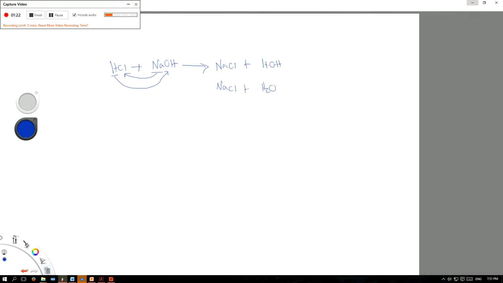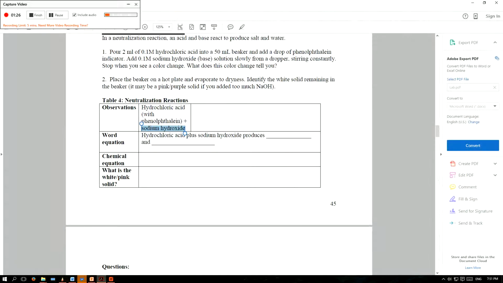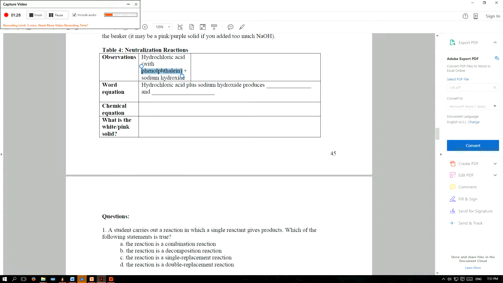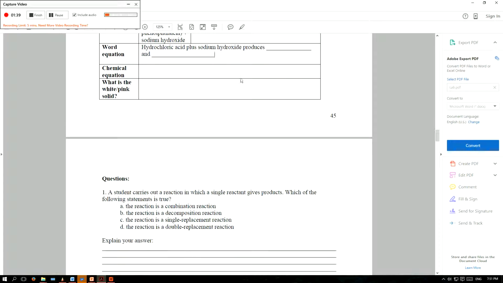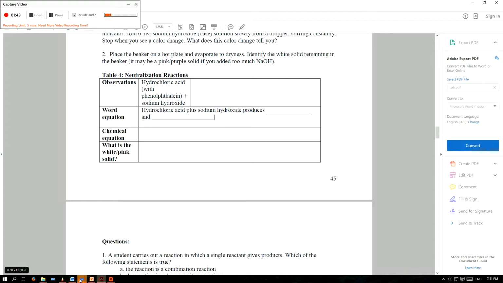So, yeah, that's the reaction, right? And it follows all the same rules, even if it's an acid-base reaction. You don't have to include this phenolphthalein in the equation. It's just an indicator. It's just there. But they pretty much gave you the chemical equation as well. Now, what is the pink-white solid?